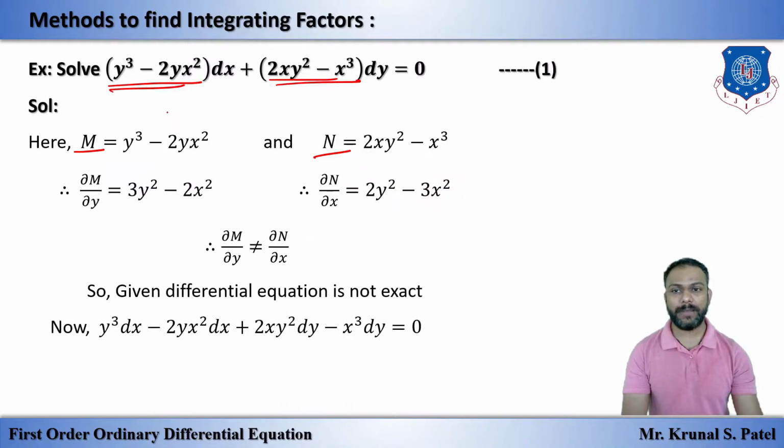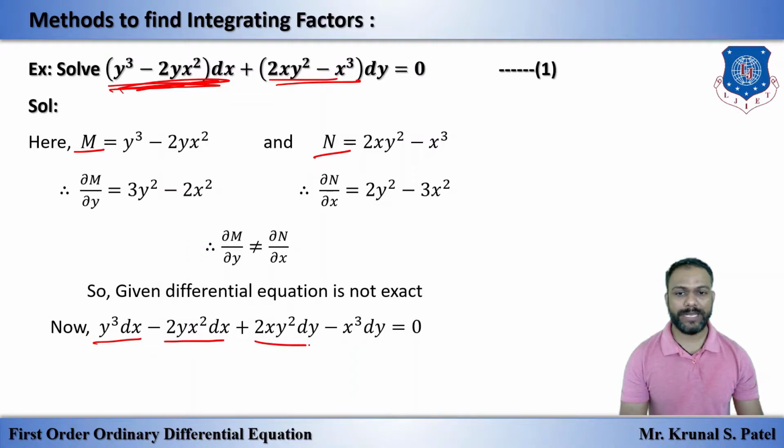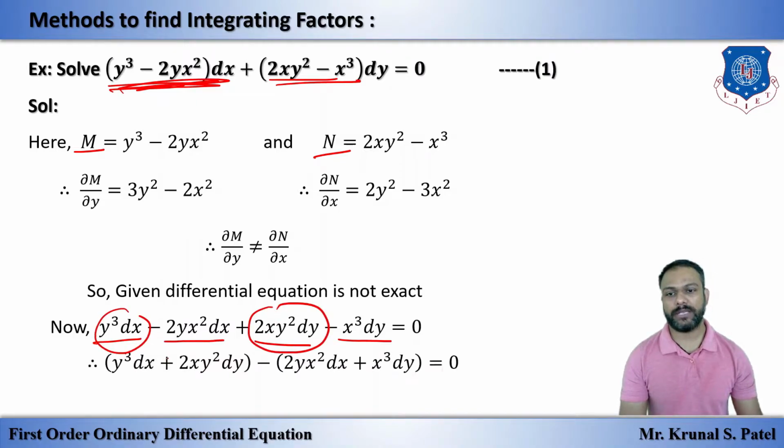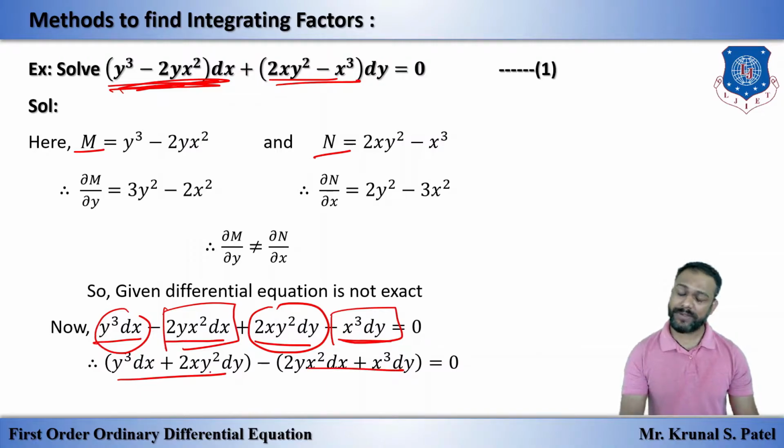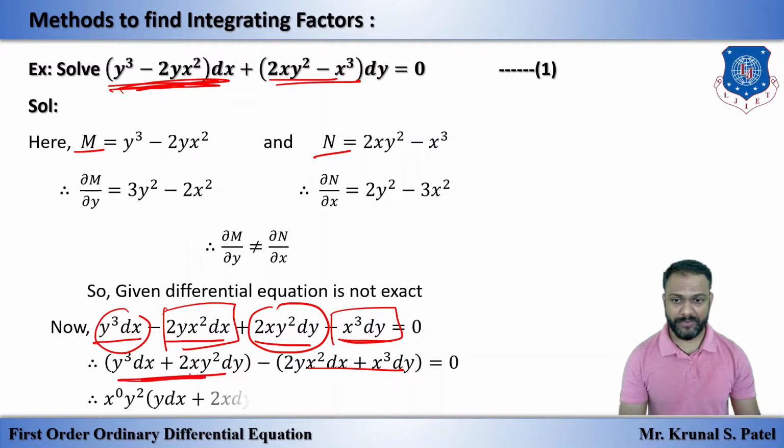So I'm expanding this bracket: y cube dx minus 2yx square dx plus 2xy square dy minus x cube dy is equal to 0. I'm taking these two terms together, so we can take y square common, and I'm taking these other two terms together with minus outside, so both plus. Now we take common: from here we can take common y square, so we have y dx plus 2x dy.